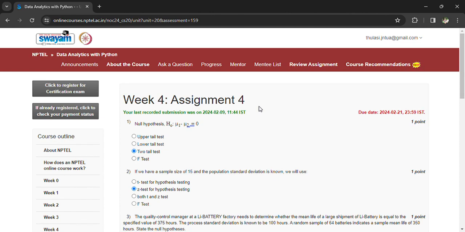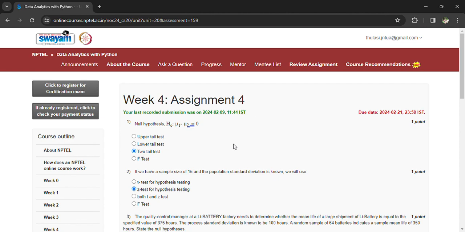Coming to the first question: the null hypothesis H0 is mu1 minus mu2 equals 0, which comes under a two-tailed test. We have a sample size of 15 and the population standard deviation is known. What will we use? A z-test for hypothesis testing.